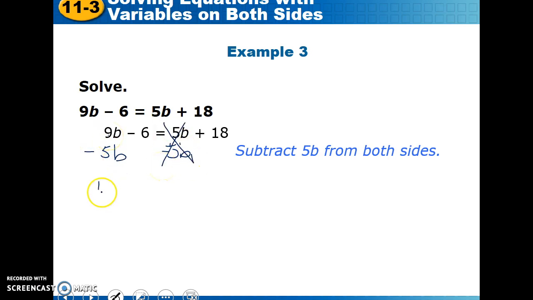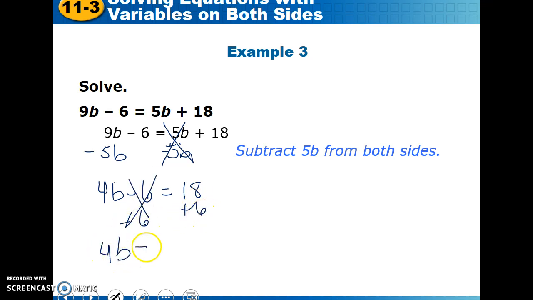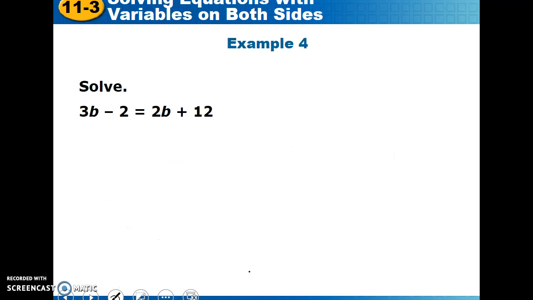9 minus 5, that's 4b minus 6 equals 18. Well, this is a two-step equation that we've been solving since the beginning of the year. Start with addition and subtraction and isolate the variable. This goes away. 4b equals 24. Divide by 4, divide by 4. b equals 6. Okay. Go ahead and try example 4 on your own. It's very similar to the last one.